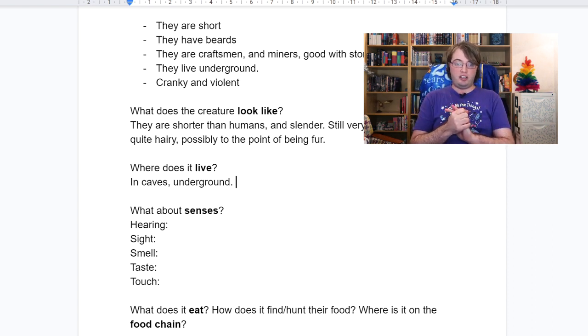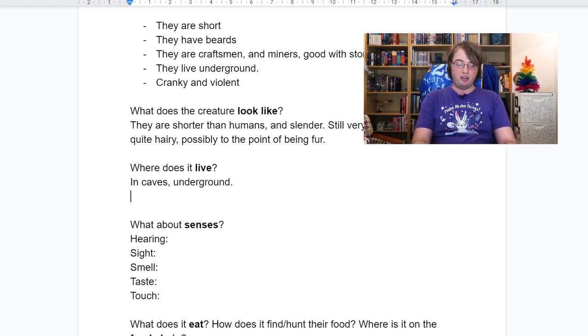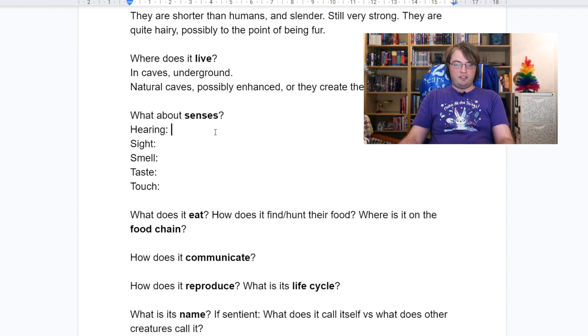And the next question is, do they create their dwellings, or do they just find natural caves? And I'm going to say that they do both. They enhance natural caves, or if there are no natural caves in a place where they decide to move to, they are craftsmen. They can create caves. Let's leave that for now and move on to their senses.